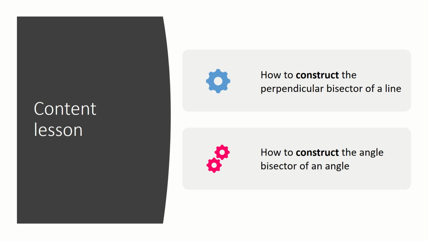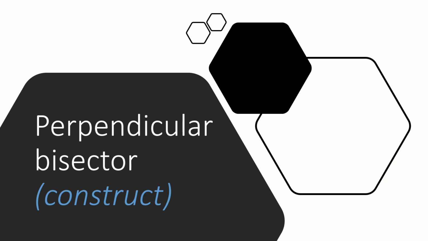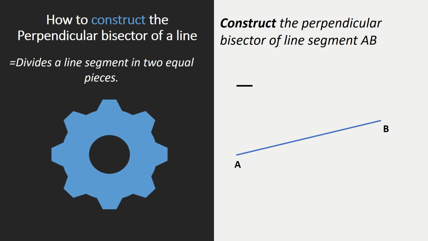So today you're going to learn how to construct the perpendicular bisector of a line. Afterwards, you're going to learn how to construct the angle bisector of an angle. First, we're going to have a look at the perpendicular bisector. So how to construct the perpendicular bisector of a line.